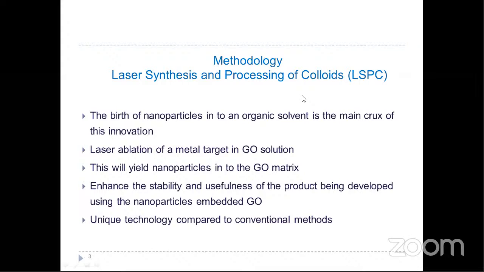For that, commercially available graphite powder was employed for the preparation of graphene oxide using modified Hummers' method, and a solid thin gold foil was ablated in the aqueous suspension of graphene oxide using second and third harmonic wavelengths of an Nd:YAG laser for the immediate generation of the nanohybrids. The birth of nanoparticles in a solvent is the main crux of this innovation. The laser ablation of a metal target in the GO solution happens here, and this yields gold nanoparticles in the GO sheets. So this is a unique technology compared to the conventional methods.